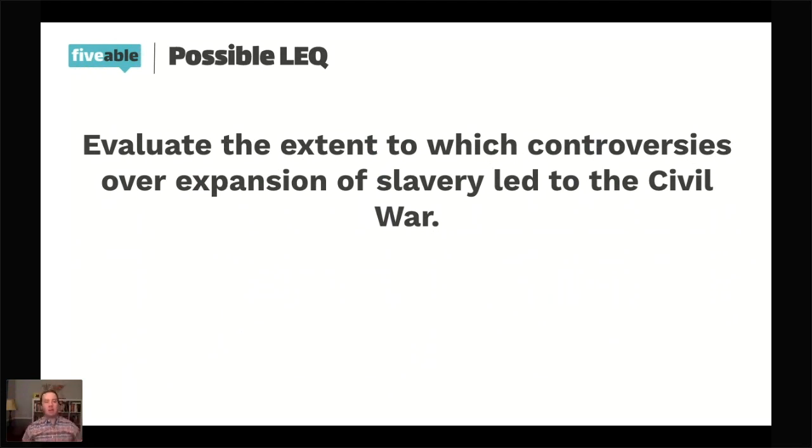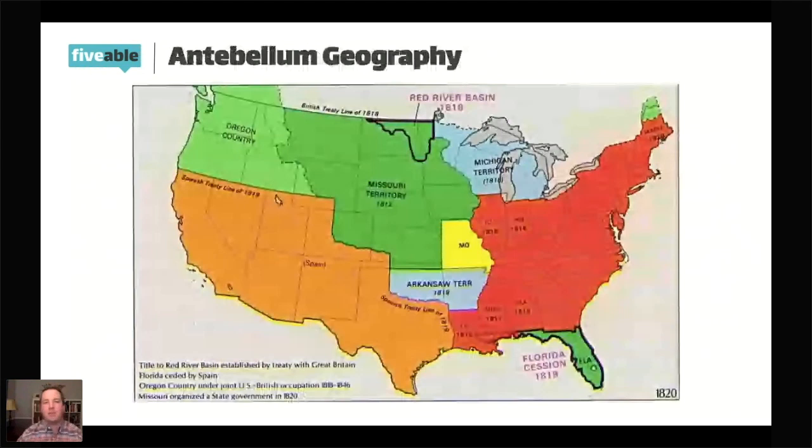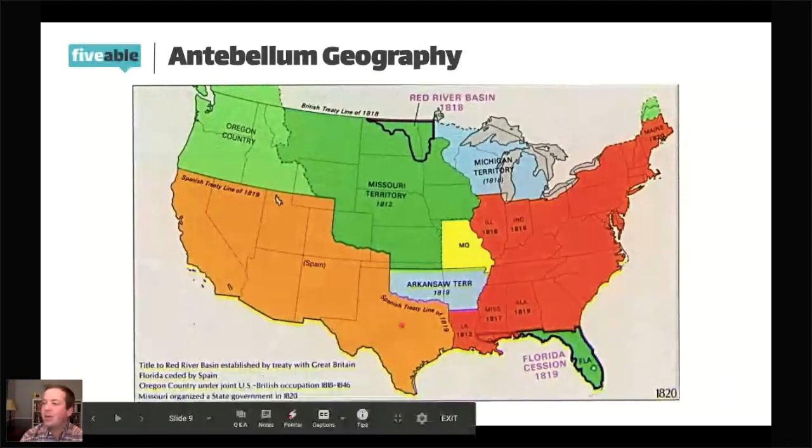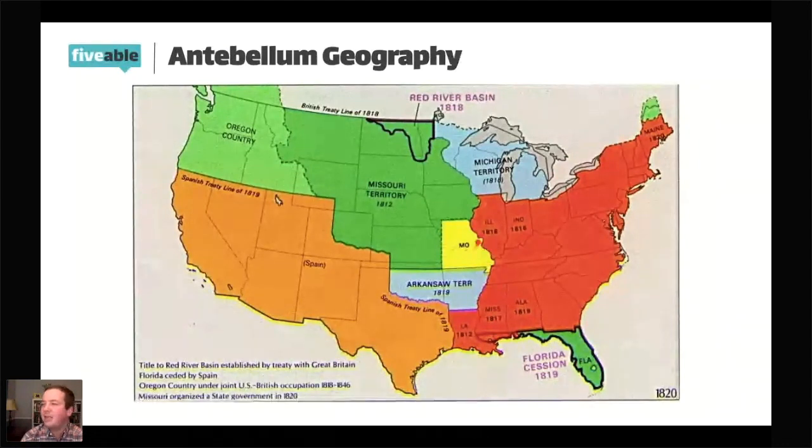So a little bit of geography might be helpful. Right here we have a picture of the Missouri Compromise that we were talking about. And let me get my pointer working here. So we got ourselves Missouri right here. Missouri becomes a slave state thanks to the Missouri Compromise. And the Missouri Compromise line is the southern border of Missouri. Looks a little bit like this.